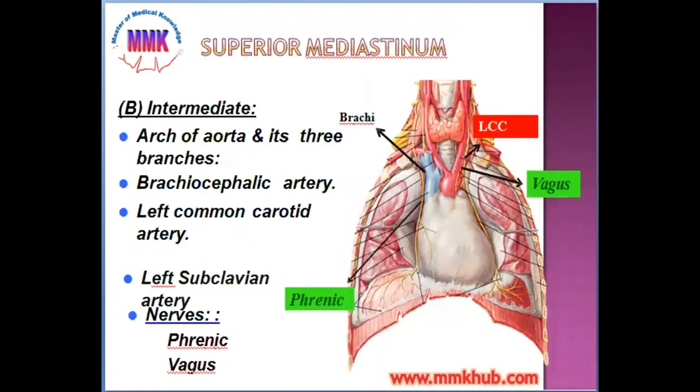In the intermediate part of the superior mediastinum, there is the arch of the aorta and its three branches: the brachiocephalic artery, left common carotid artery, and left subclavian artery, and two nerves. One is the phrenic nerve and the second is the vagus nerve. So, in summary, the intermediate portion contains the arch of the aorta and its three branches, and two nerves, which are the phrenic nerve and vagus nerve.